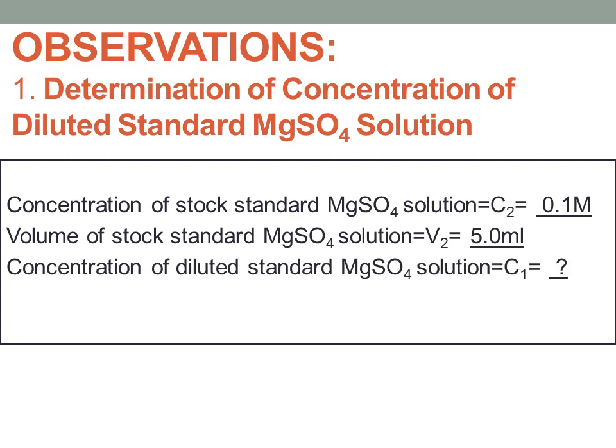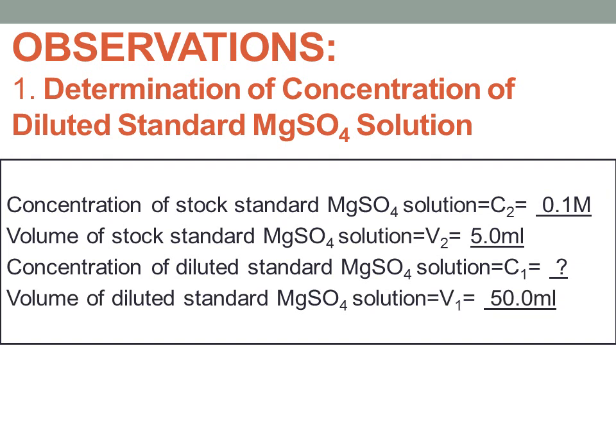Concentration of diluted standard magnesium sulfate solution, C1, you have to find out. And volume of diluted standard magnesium sulfate solution, in how much volume you made it up, that was 50.0 ml, V1.